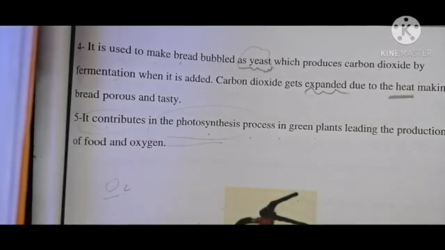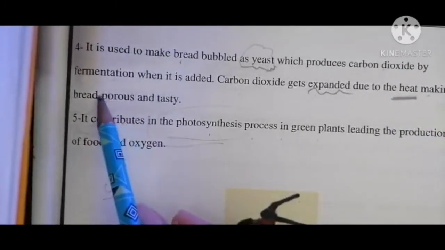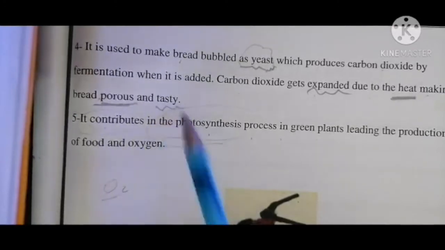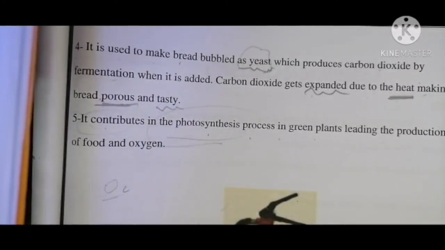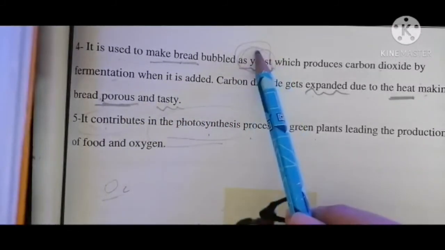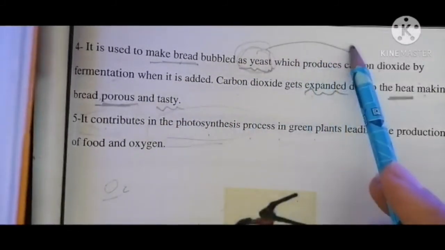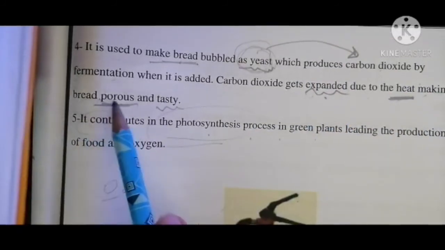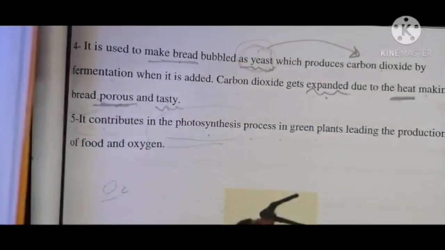Okay, and this is going to make the bread porous. Porous means it has holes in it. That's why in the pizza or the cake, you can see that there are tiny holes inside it because of the carbon dioxide gas that was in it. Okay, and it makes it more tasty. So it is used in making the bread, because when we add the yeast, it produces carbon dioxide gas, which expands by heating, making the bread porous and tasty.